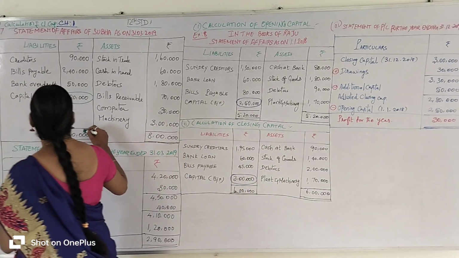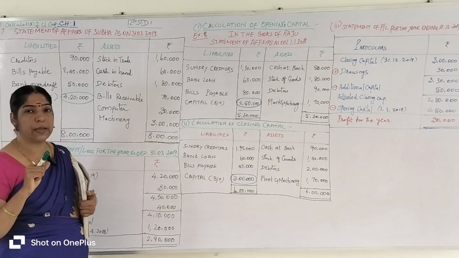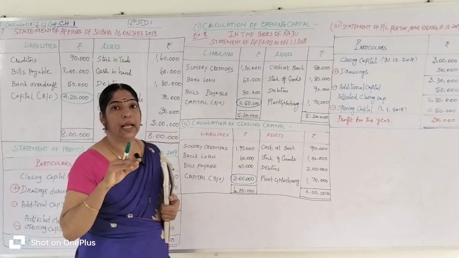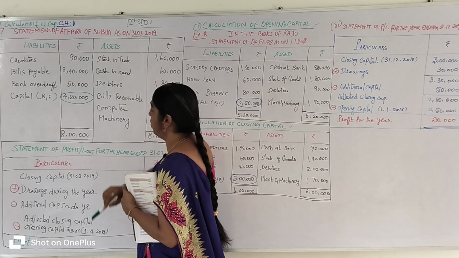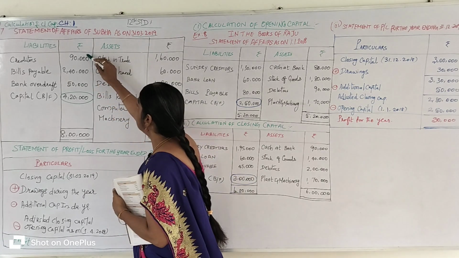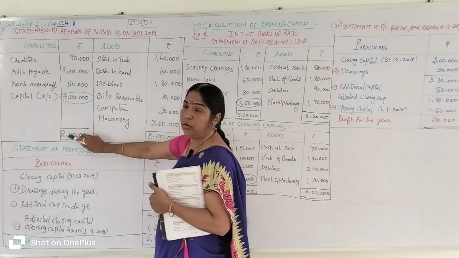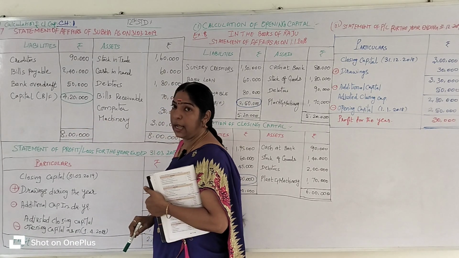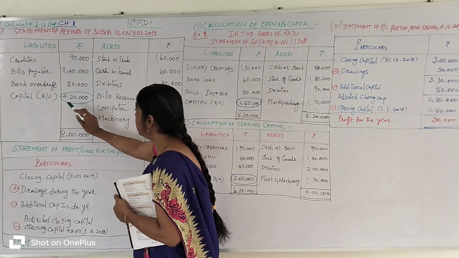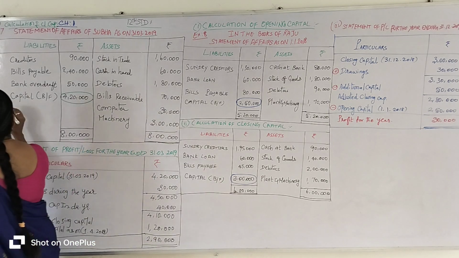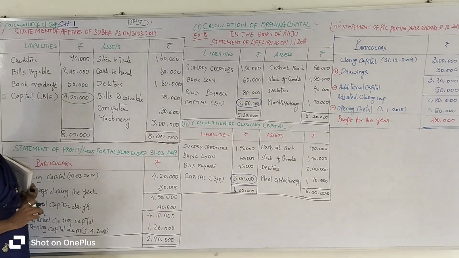From the total, we are going to subtract the liabilities total. How can we subtract? First, we need to add the liabilities amount, which means 90,000 plus 2,40,000 plus 50,000. From 8 lakhs, we are going to subtract this total. You will get 4,20,000 rupees. This 4,20,000 rupees is called the closing capital. This is the balancing figure we calculated.